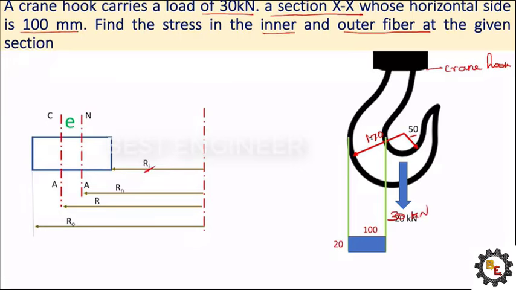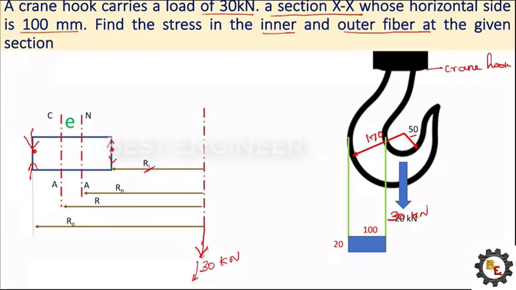We need to find the stress at the inner fiber and outer fiber. We are applying the load here from the central axis. We are applying the load of 30 kN. So due to this load, it tries to bend like this. So in the inner fiber, tensile force will act, in the outer fiber, compressive force will act. So we need to find the stresses in inner fiber and outer fiber.